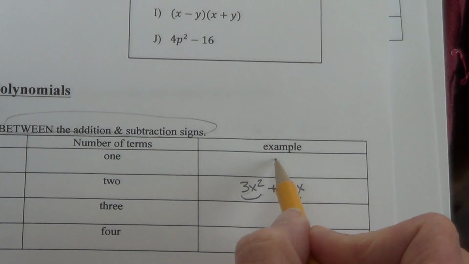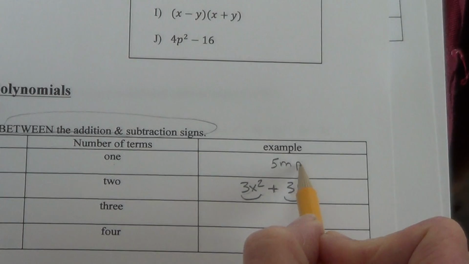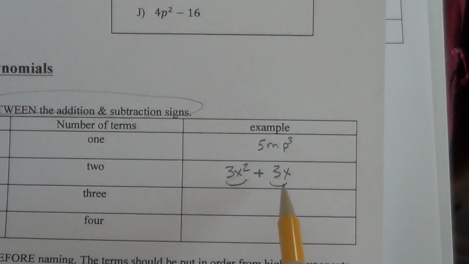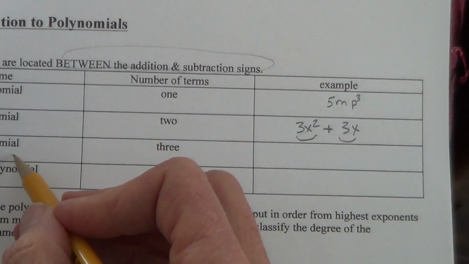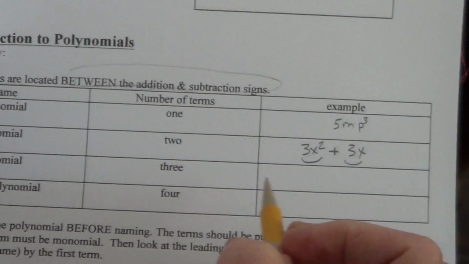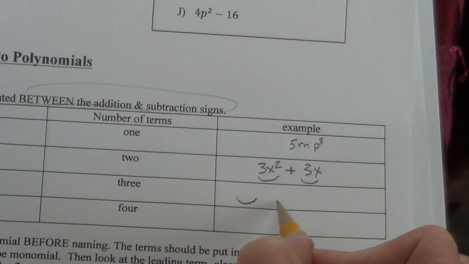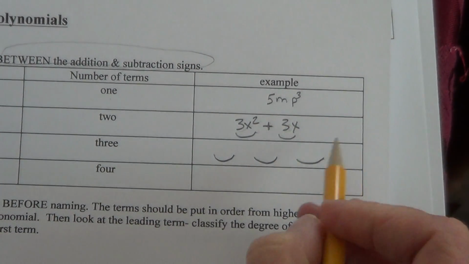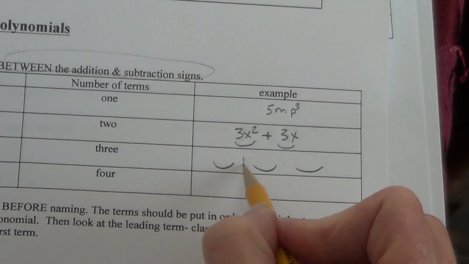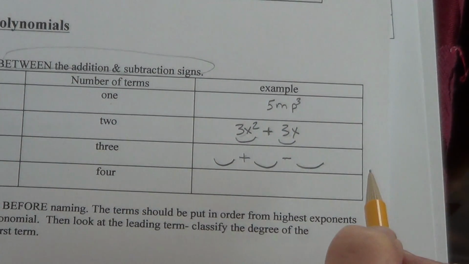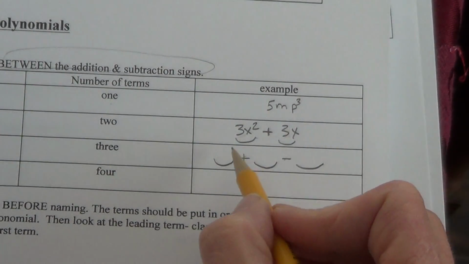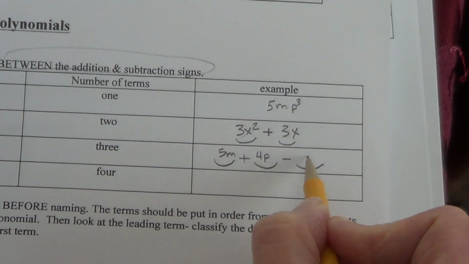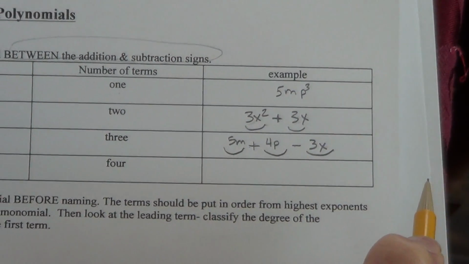A monomial looks like this, 5mp to the third. There's no plus or minuses there. Here we have one plus. Trinomial, well, that means that we would have three terms. So that means we would have three separated terms. How many add or subtract signs? Well, we need one here and one here. So let's make one a plus, one a minus. You can make anything up as long as they're not like terms. So we could have 5m, 4p, 3x. You could have just about anything there.